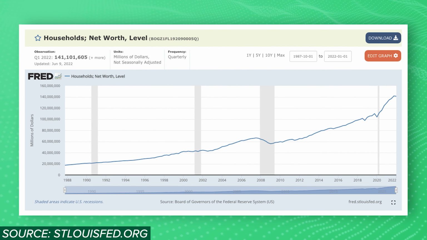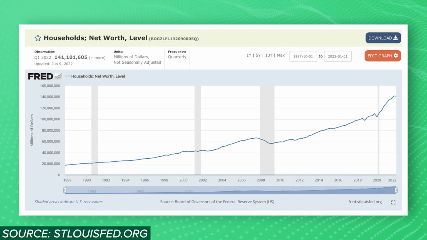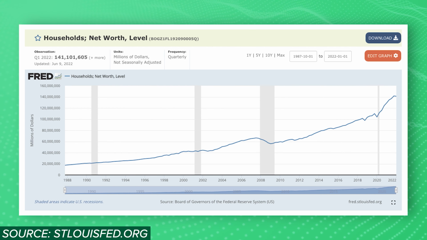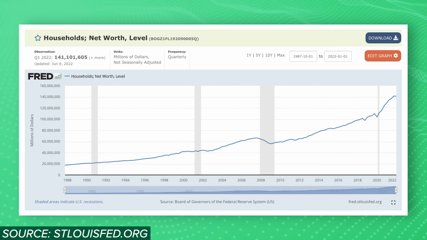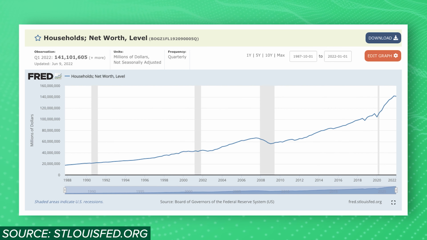Furthermore, the latest data from the St. Louis Fed shows that the overall household net worth has increased quite a bit over the last 3 years. So the numbers we're about to look at from 2019 might indeed be a bit lower than they would be today. Nonetheless, here's how the 2019 Fed data shakes out.